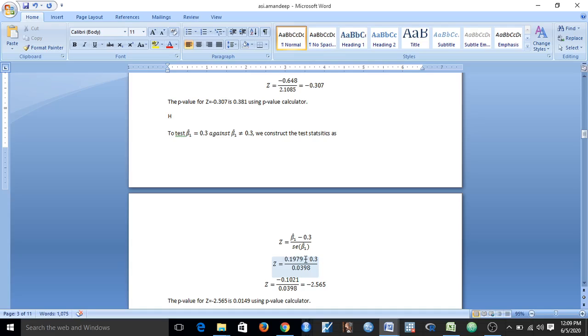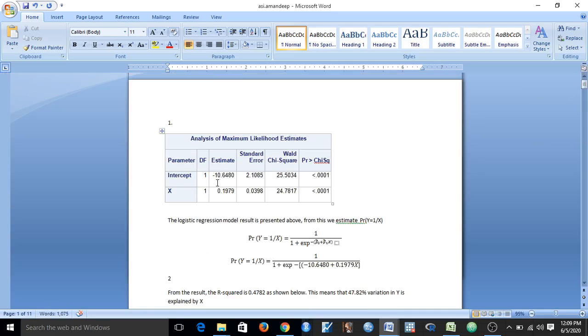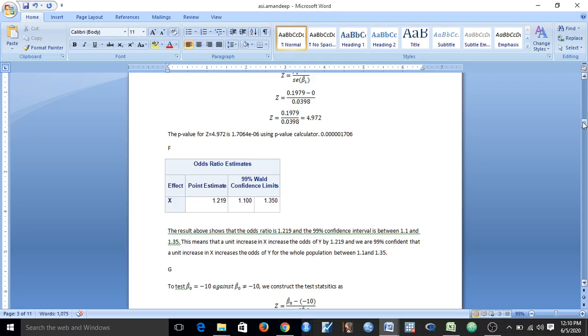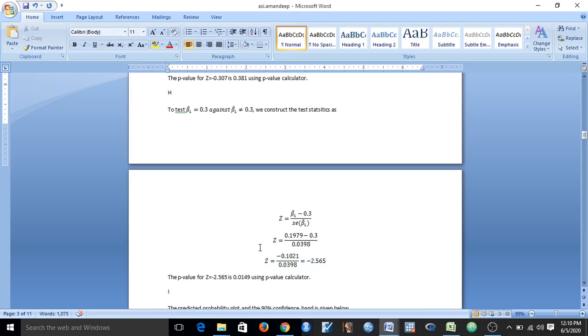So I have 0.1979 minus 0.3 all over 0.0398. Where did I get this value? I got it from here: 0.1979 is the estimated coefficient for x, and 0.0398 is its standard error. So I have minus 0.1021 over 0.0398, which is minus 2.565. Then the p-value for z equals minus 2.565 is 0.0149 using the p-value calculator.